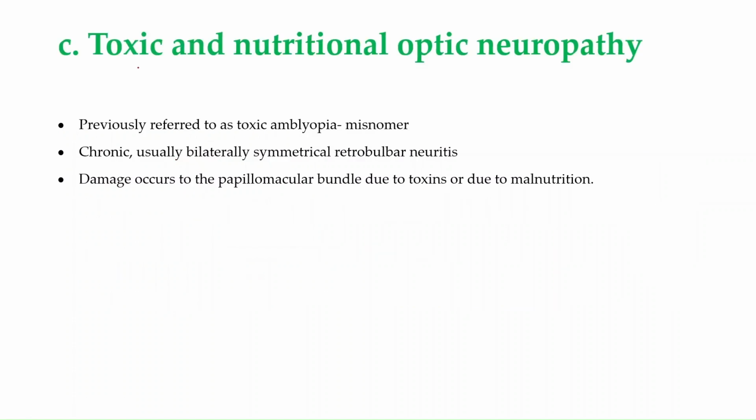Let's move on to toxic and nutritional optic neuropathy. Why have I kept both together? Because they both have similar presentation, similar site of affection, and they were previously referred to as toxic amblyopia. This is not an amblyopia, it's a misnomer. We have to call it toxic optic neuropathy. It's usually chronic and bilaterally symmetrical, and the type of optic atrophy you see is primary because you do not get any disc swelling. It usually has a retrobulbar neuritis. The damage is seen in the papillomacular bundle, leading to temporal disc pallor, which we had discussed in the first class.